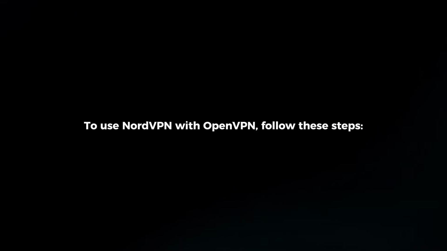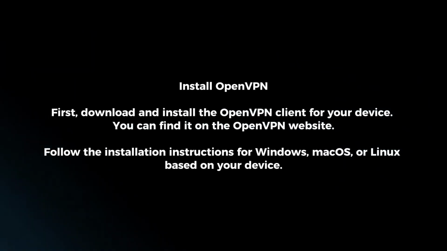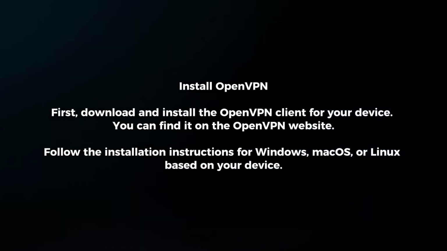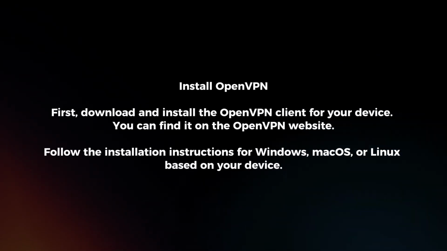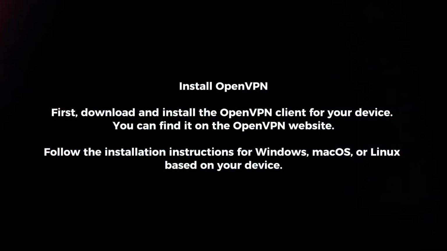To use NordVPN with OpenVPN, follow these steps. Install OpenVPN. First, download and install the OpenVPN client for your device. You can find it on the OpenVPN website. Follow the installation instructions for Windows, macOS, or Linux based on your device.